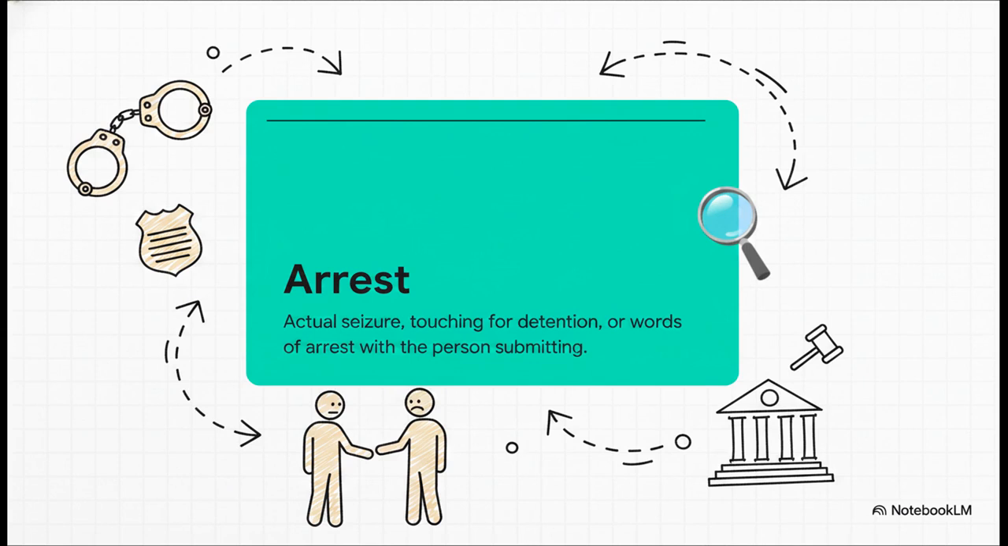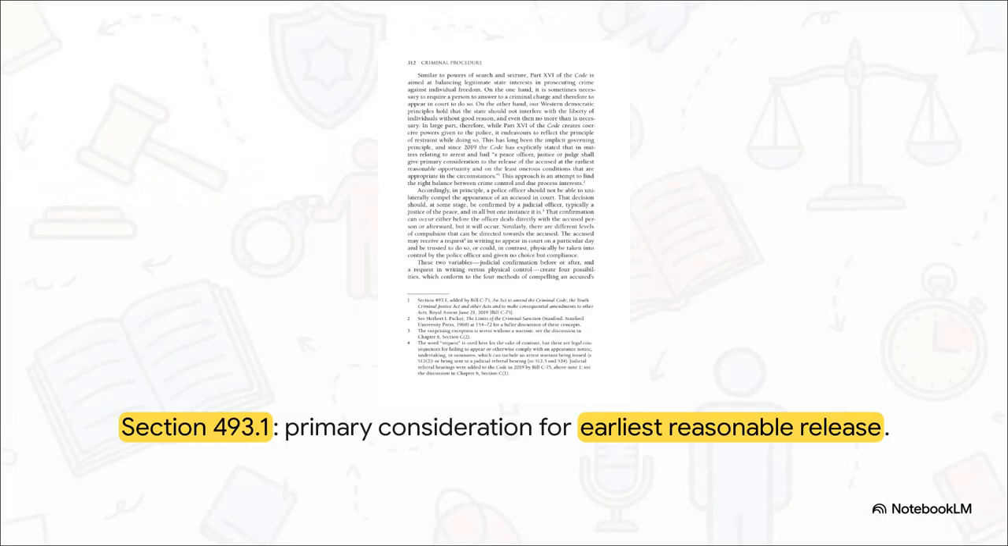Now, to truly understand this balance, we've got to define what an arrest actually is. It isn't just about slapping on a pair of handcuffs. Legally speaking, it happens in one of two ways. It's either the physical seizure or touching of a person with the intent to detain them, or simply using words of arrest accompanied by that person submitting to the authority. Plus, and this is key, the law views an arrest not as some split-second event, but as a continuing act. It starts the exact moment custody begins and extends all the way until the person is either released or brought before justice.